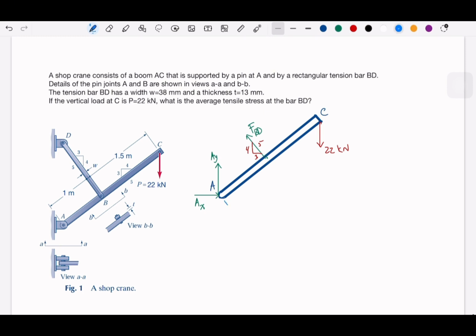Another important thing is the distance. This is 1.5 meter. Okay, I think every aspect we have done.